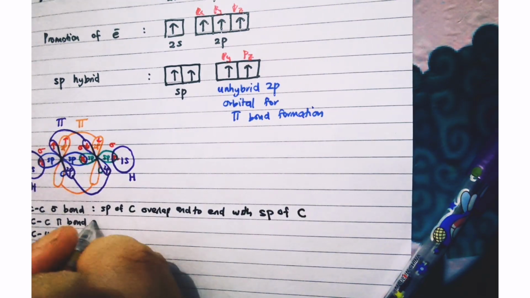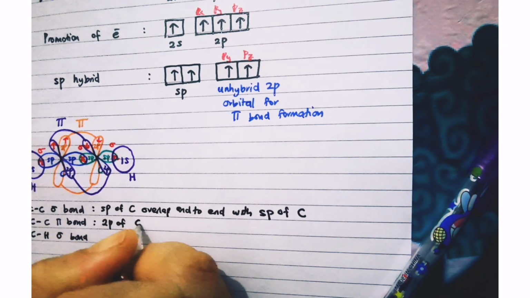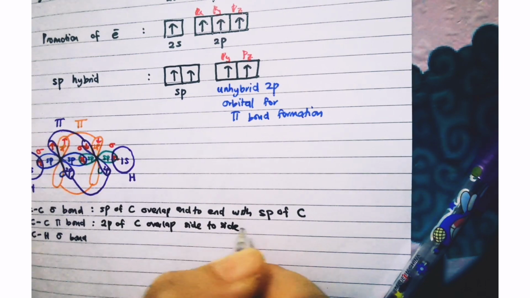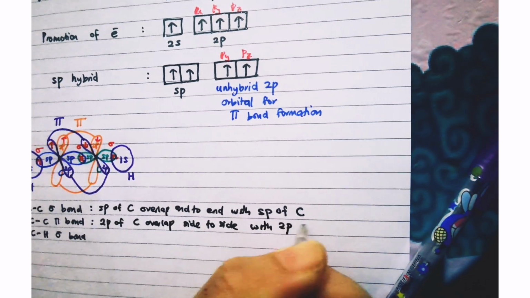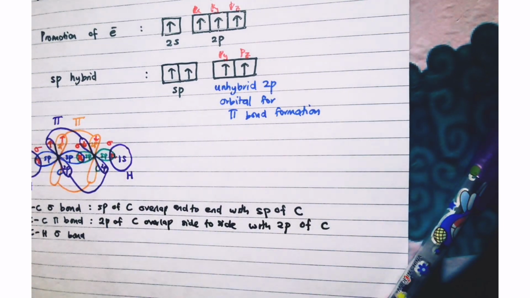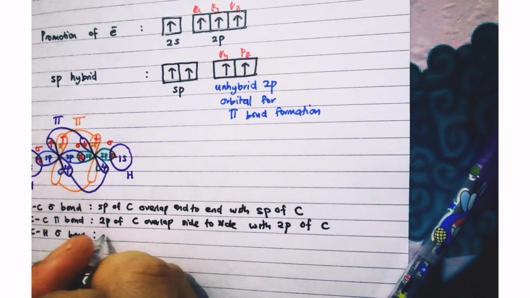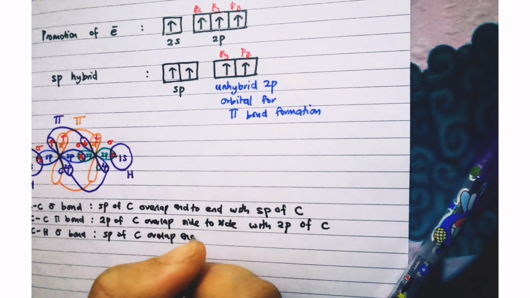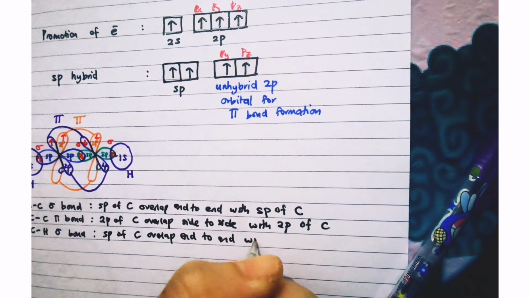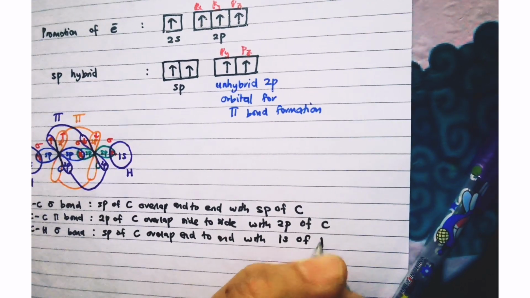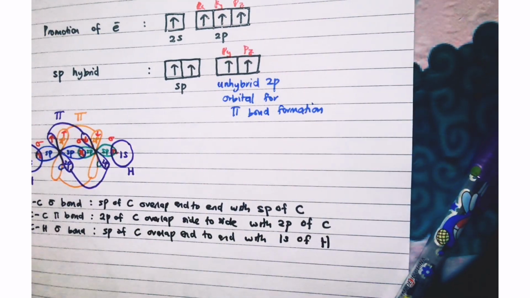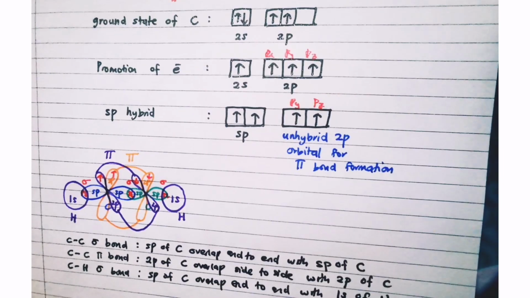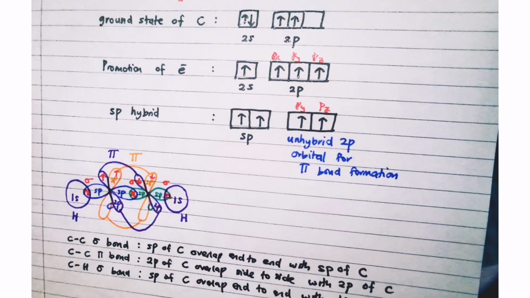Okay, while the CC pi bond forms when 2p of carbon overlaps side to side with 2p of carbon, while the CH sigma bond forms when sp of carbon overlaps end to end with 1s of H. So we have settled the overlapping orbital diagram for our C2H2 molecule.